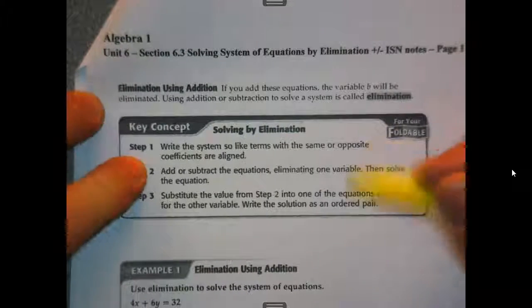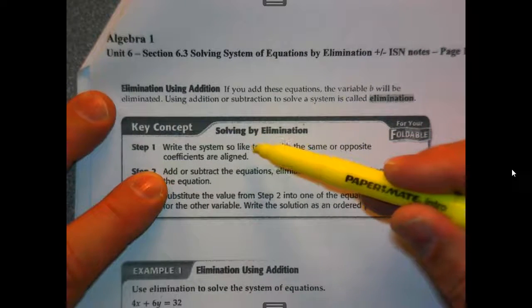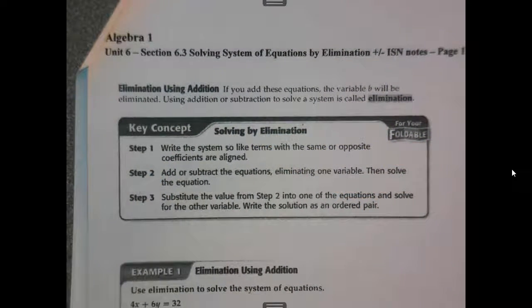Step one: write the system so the terms with the opposite coefficients are aligned. In other words, you have at least two equations, two lines. Line them up, changing the order so that the x's are in one place and the y's are in the other. That's all that means. Then you add or subtract the equations, and solve for whatever variable remains after the other is eliminated.